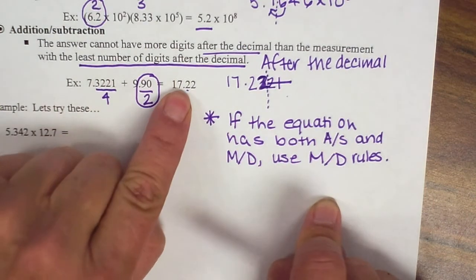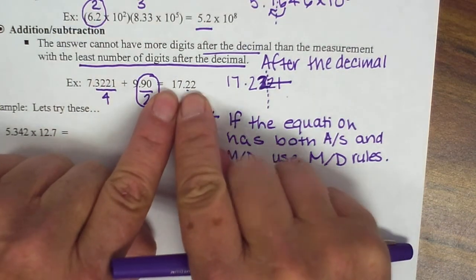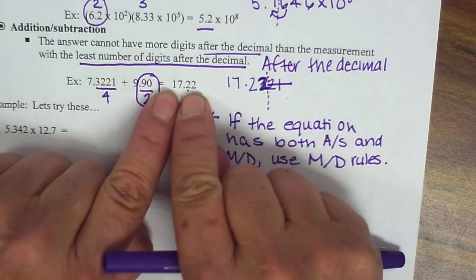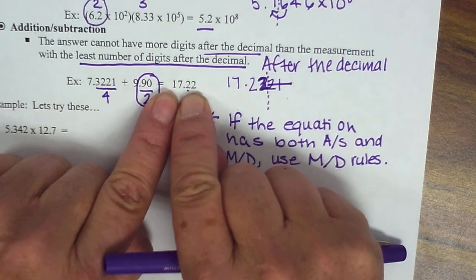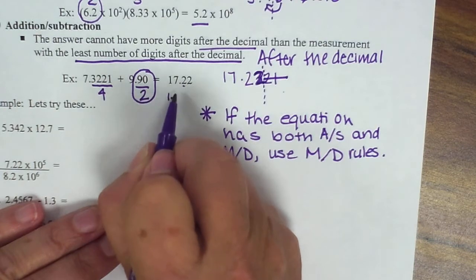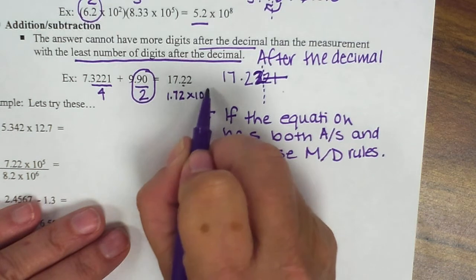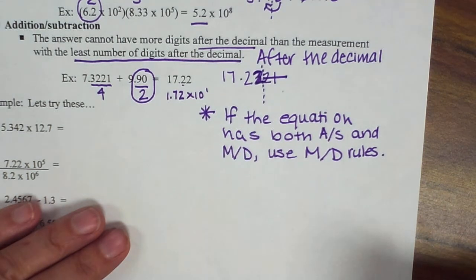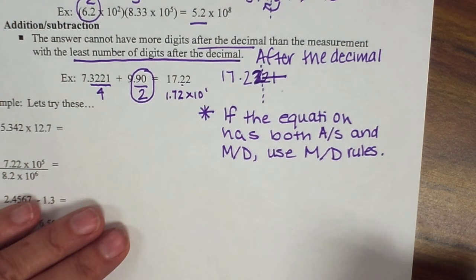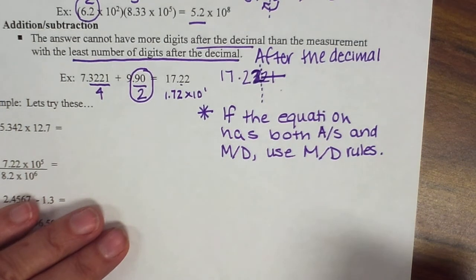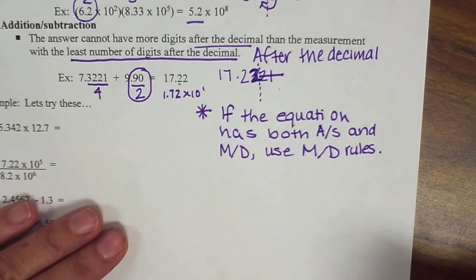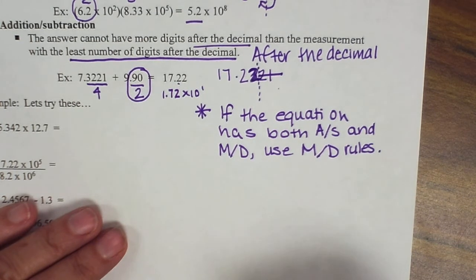Because if some of us were to choose to put this into scientific notation, that would change the answer to 1.72 times 10 to the 1, wouldn't it? So now our answer would be different, wouldn't it? Does that make sense? Some of us would have 1.72, because 2 digits after the decimal, and some of us would have 17.22, 2 digits after the decimal. So let's not muddy the waters here. Let's just leave the water as it is.